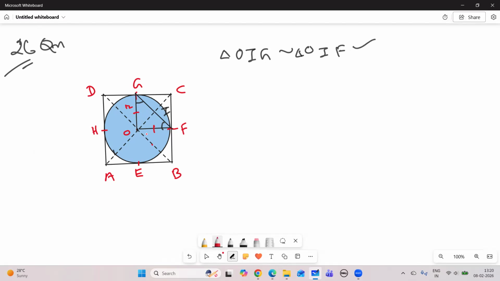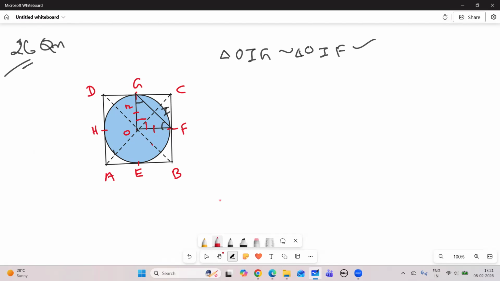What are corresponding angles here? This is one, and these two are corresponding angles. This is the angle included by this common side and this side OF, the radius. Similarly, in this triangle, the radius and this common side include this angle, that is angle GOC. Therefore, angle GOC is equal to angle FOC.